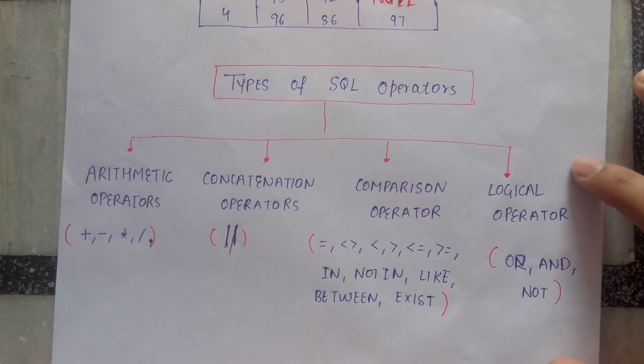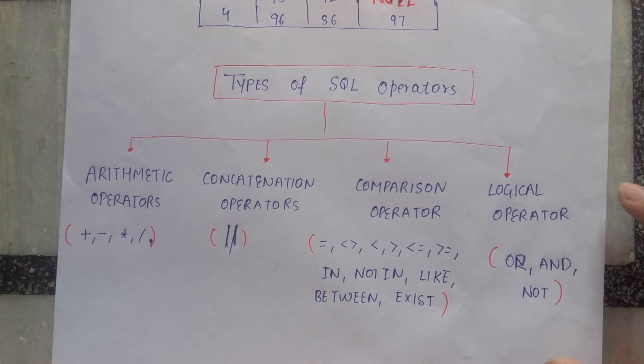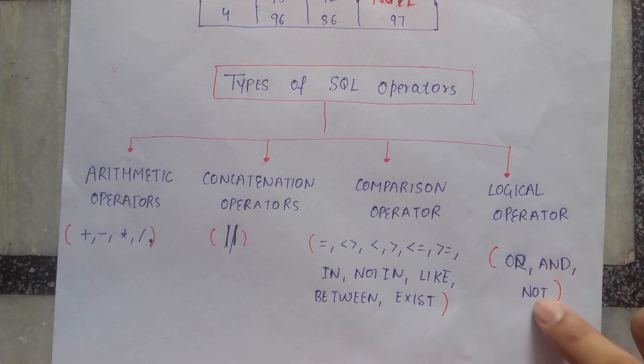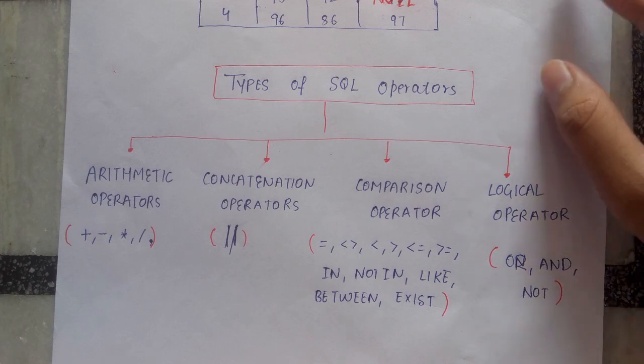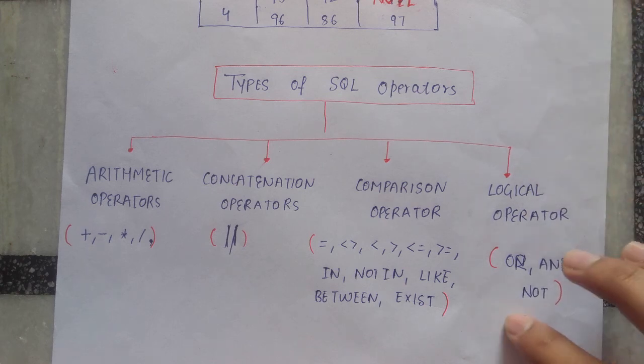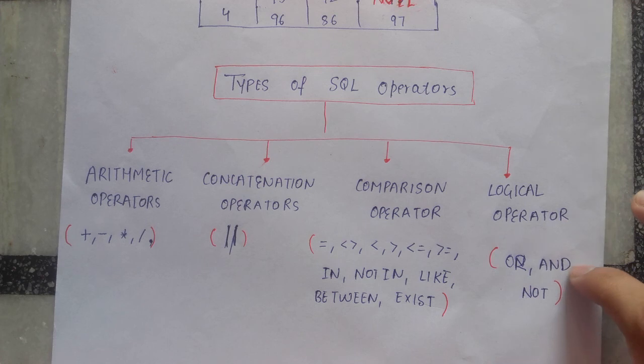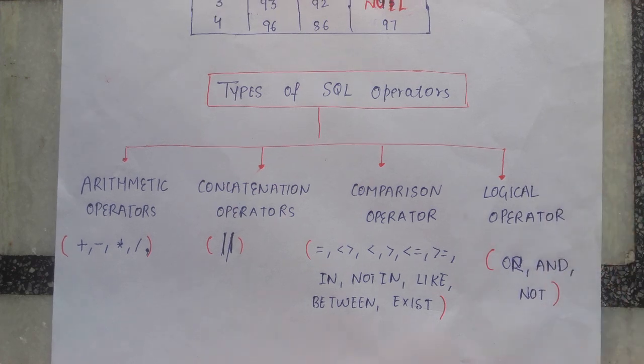Okay, next one is logical operators. These operators are basically used for conditions: OR, AND, and NOT. They are used when we are going to select data from the table on the basis of some condition. So for that purpose we are going to use these logical operators. This is the classification of all these operators.